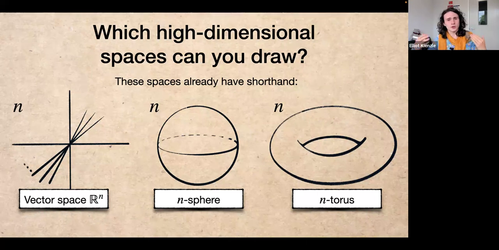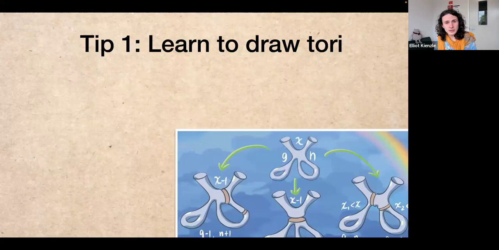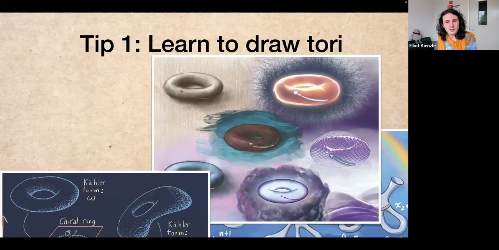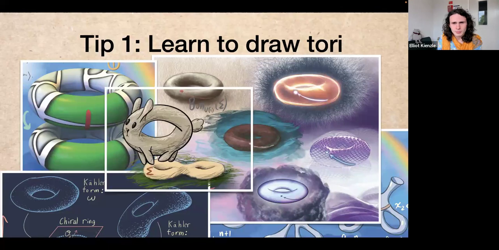And I feel like I end up drawing these a whole lot, especially the tori. I draw so many tori. In fact, tip number 1: learn how to draw a torus, because it comes up again and again and again. Okay, what about something that's a little bit more complicated than a torus?